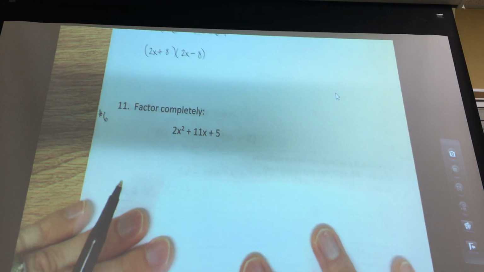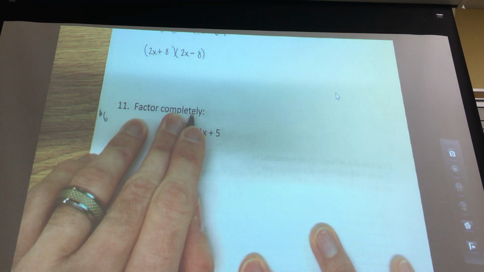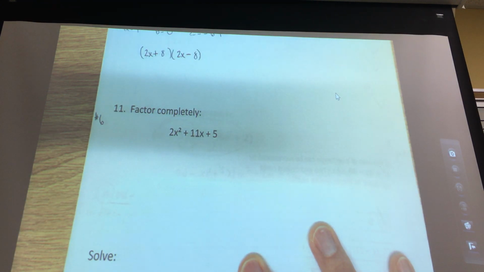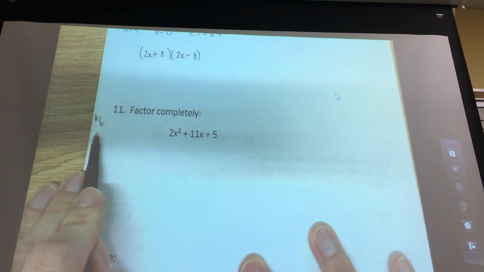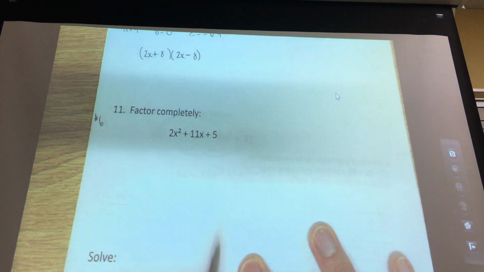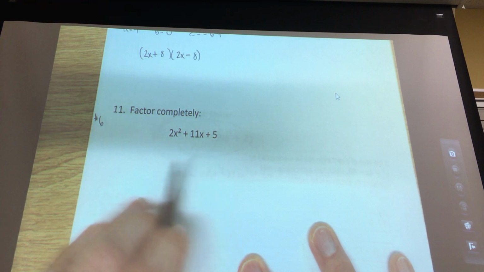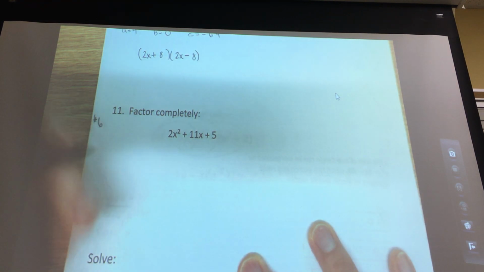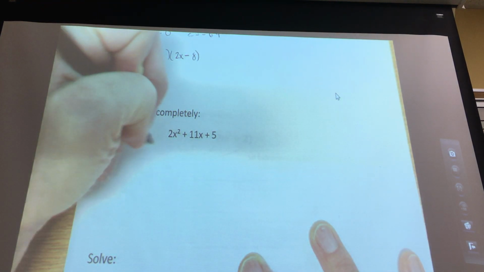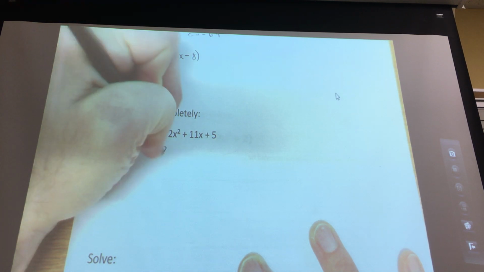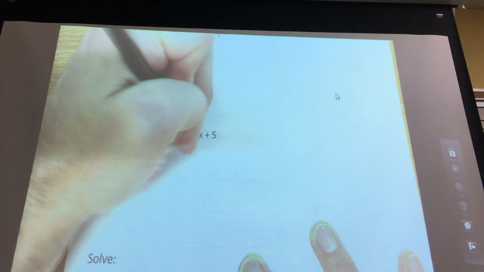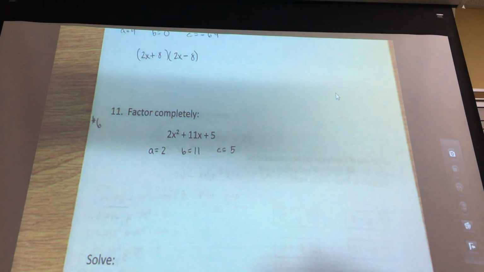Number 11 here is going to say factor completely. Now, if you look here, this is number 6 on the other summative, summative B, I believe. So you're going to go ahead and check. Do I have a GCF? 2, 11, and 5. Well, if you look at 2, 11, and 5, there's not a number that goes in all three of those, so we're simply going to write our A, B, and C. A in this case is 2, B in this case is 11, C in this case is 5. This is going to be a full and complete 6-step factoring, so we're going to go through all our steps.